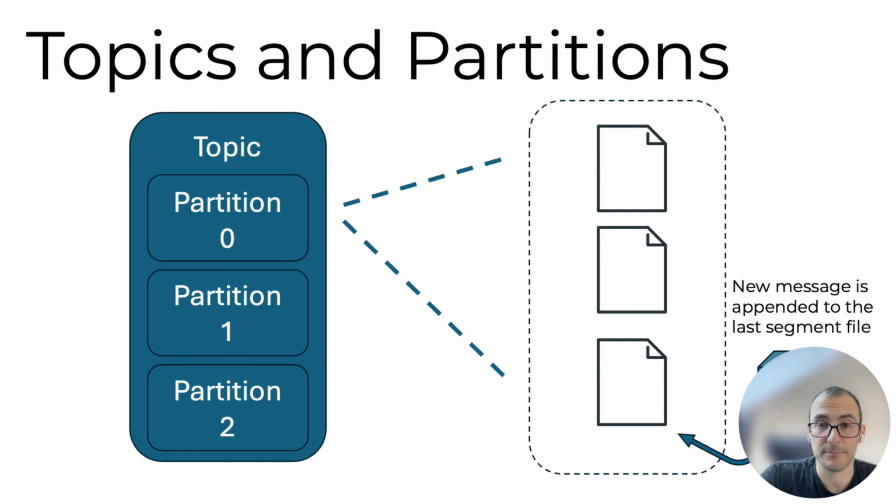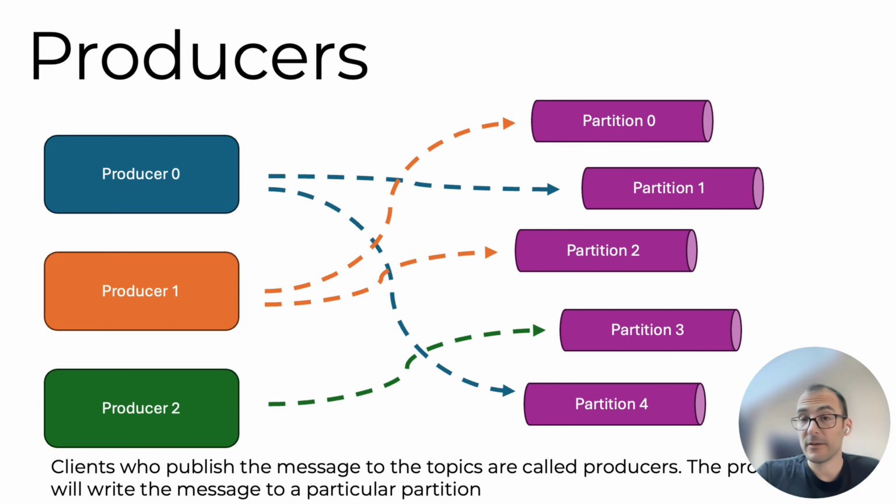Now, the next one is producers. The clients who publish messages to the topic are called producers. The producers write the message to a particular partition. This is done using the message key and a partitioner to generate a hash of the key and map it to a specific partition. By default, the producer will evenly balance the messages across all topic partitions. In some cases, the producer can direct messages to specific partitions. This is achieved by applying a specific partition scheme on the message key.